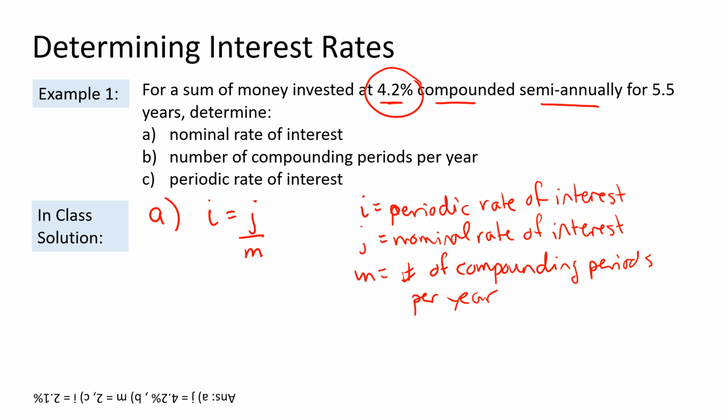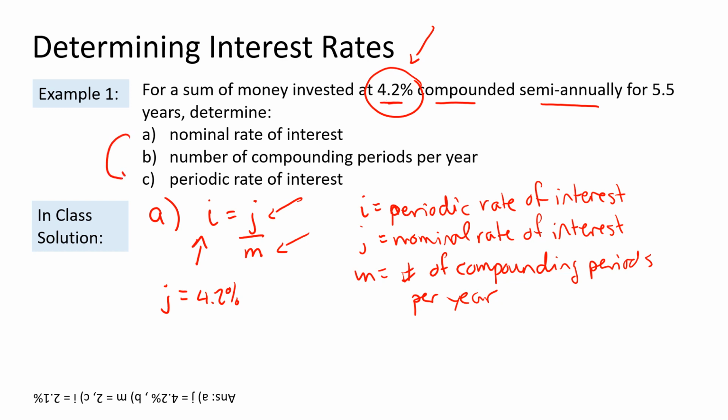So what we have in this question is for part A, we're looking for J. For part B, we're looking for M. And for part C, we're trying to put it all together and find I. Like I said, the question gives you the interest rate and tells you how often it's compounded. That's telling you that that's the nominal rate of interest. So we're given that the nominal rate of interest is 4.2%.